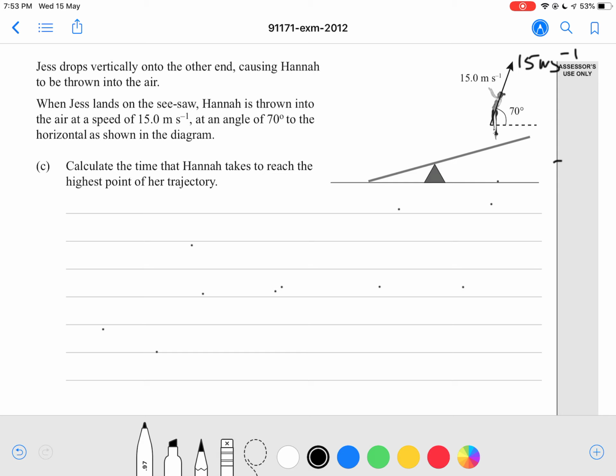So the important thing to acknowledge is that the question is asking you, how long will it take for the vertical velocity to reach 0 meters per second, okay? That's legitimately what the question is asking you, okay?